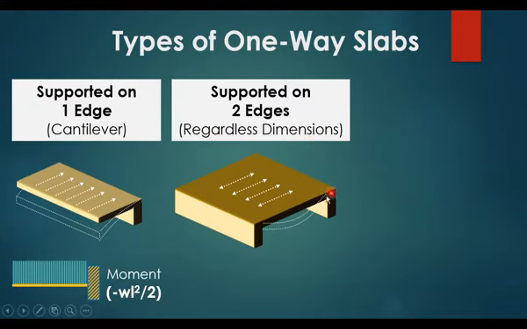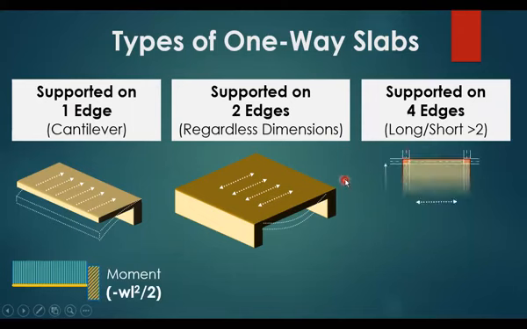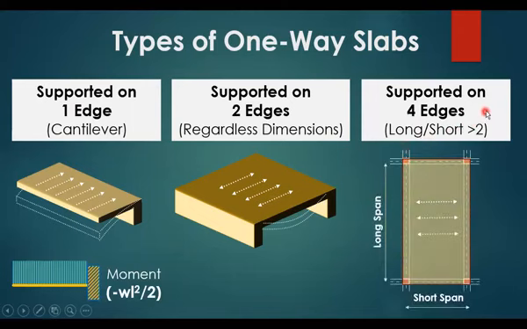So even if you have this dimension greater than the other dimension, it is still a one-way slab and the loads will go to the 2 beams or the 2 edges. The famous one is when you have a slab supported on 4 edges; this slab can be classified as one-way or two-way based on the dimensions.